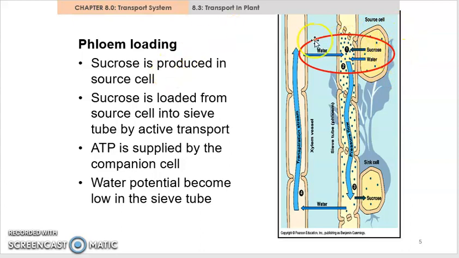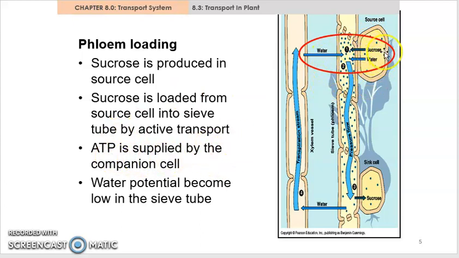So, in phloem loading, what happened to the sucrose produced? Okay, it is loaded. Loaded ni maksudnya macam dia akan penuhkan. Okay, it's loaded from source cell into sieve tube by active transport. Okay, so tadi kita dah discuss berkaitan dengan companion cell. So companion cell tu actually dia akan supply ATP, okay, for the process of the active transport here. So that's why ATP is supplied by the companion cell.